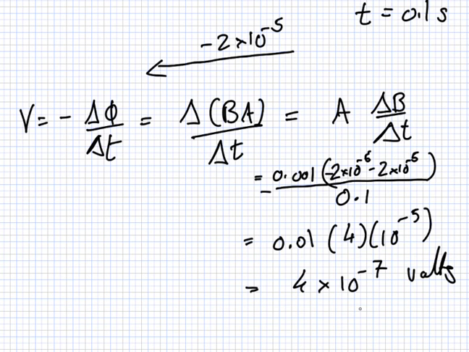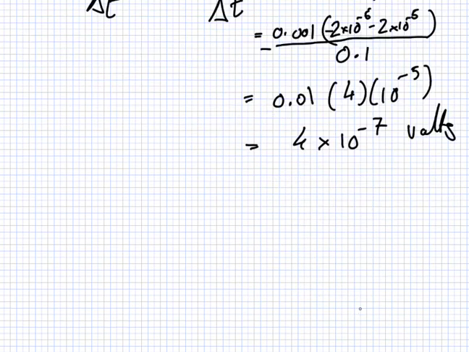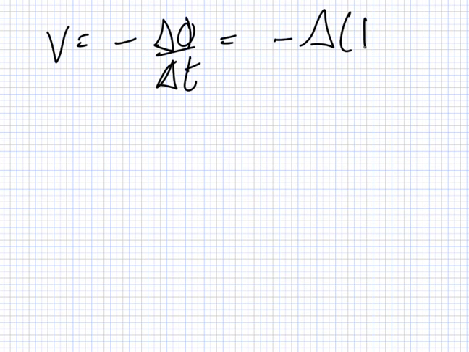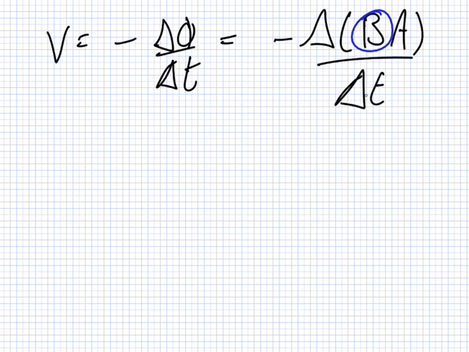Okay, let me give you another one. Now, this one is a little bit different because up until now, we've been changing the magnetic field. If you look at the formula, that's equal to this. And what we've been doing is we've been changing the B. But another way we can do it is we could change the area. That's another way of doing it. So let me give you an example like that.